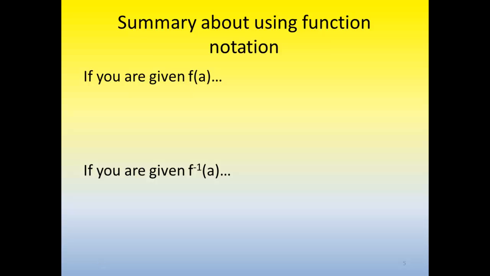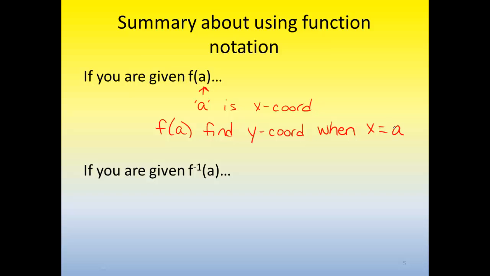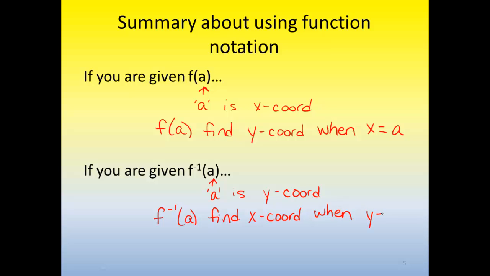And so, quick little summary, if you are given f of a, in this case, a stands for the x-coordinate. F of a means to find the y-coordinate when the x-coordinate is whatever that a value is. If they give you f inverse of a, this a is the y coordinate. And so f inverse of a is asking you to find the x coordinate when y equals a. So again, just that idea about flipping x and y coordinates.